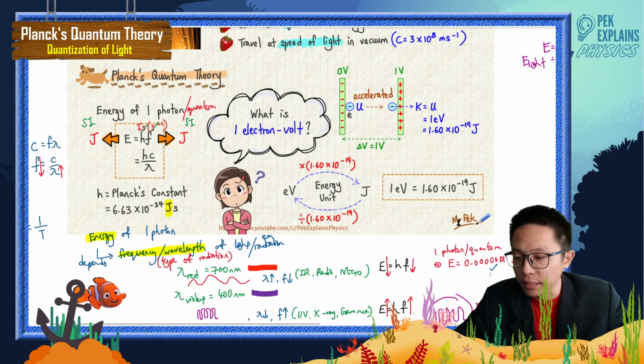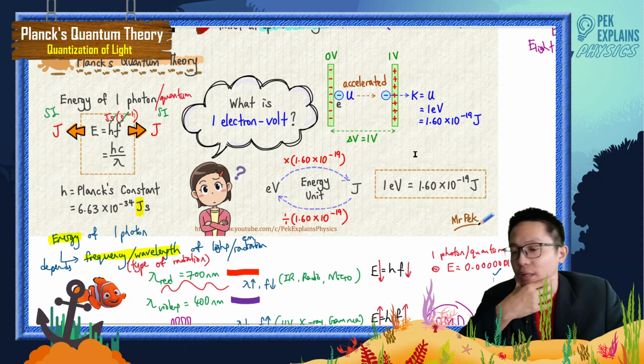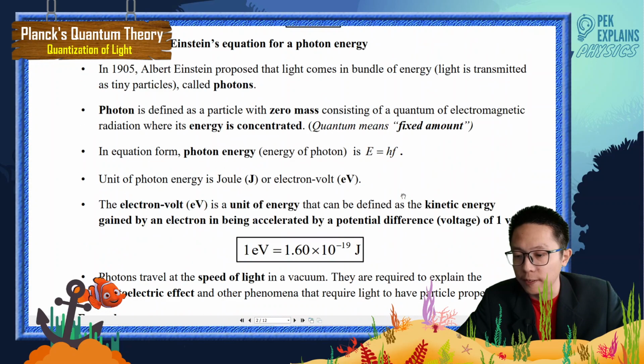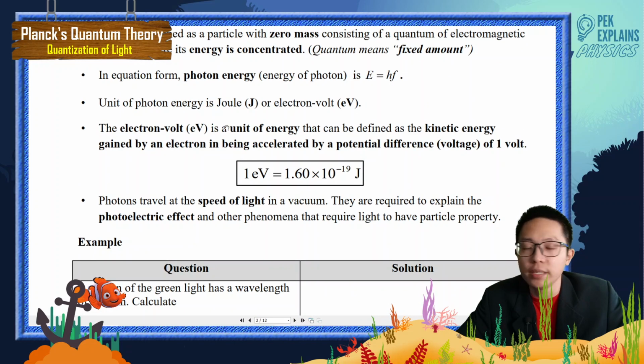Now here the last one. What is one electron volt? Electron volt is a unit of energy that can be defined as the kinetic energy gained by an electron in being accelerated by a potential difference of 1 volt. That means it's the kinetic energy gained by the electron after being accelerated by a potential difference of 1 volt. So 1 electron volt is 1.6 times 10 to the power of negative 19 joule.